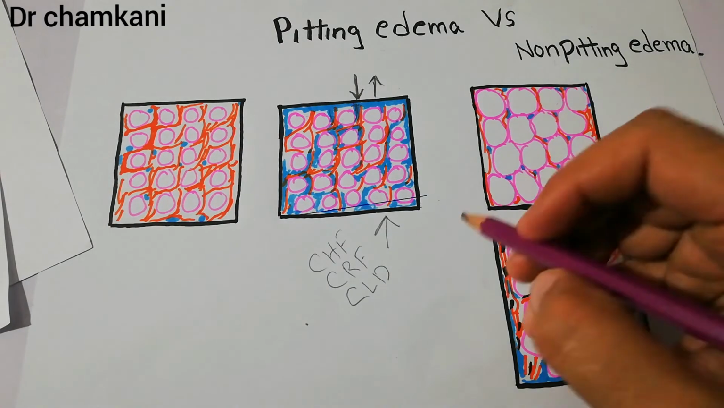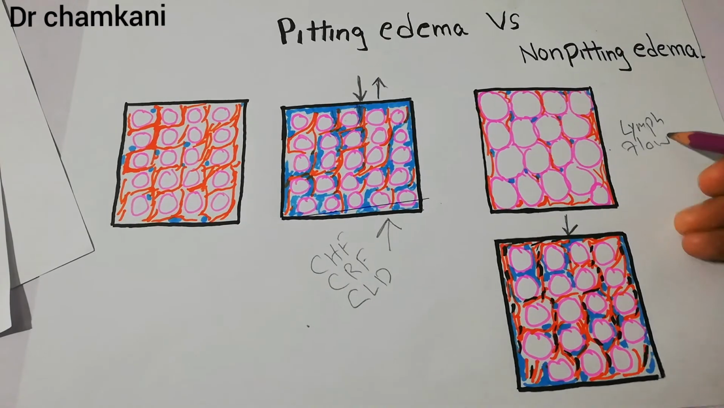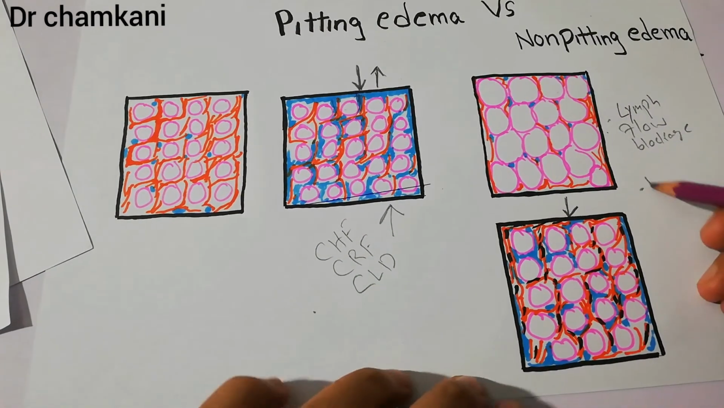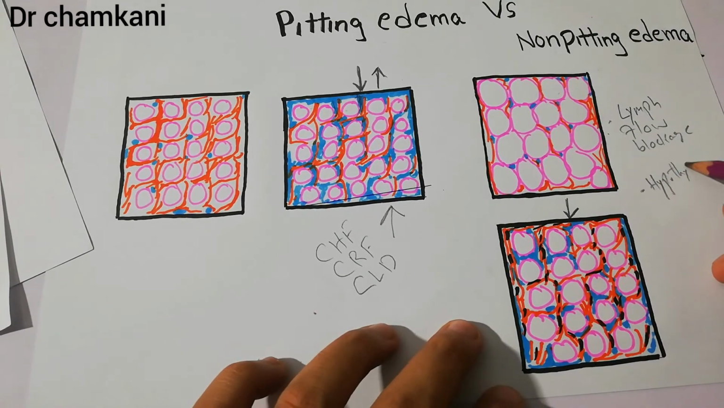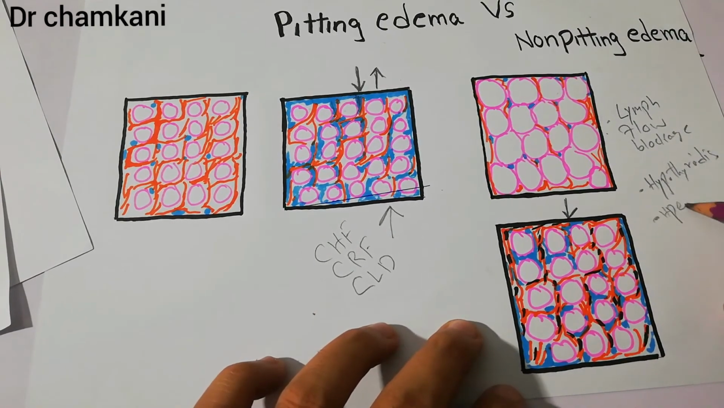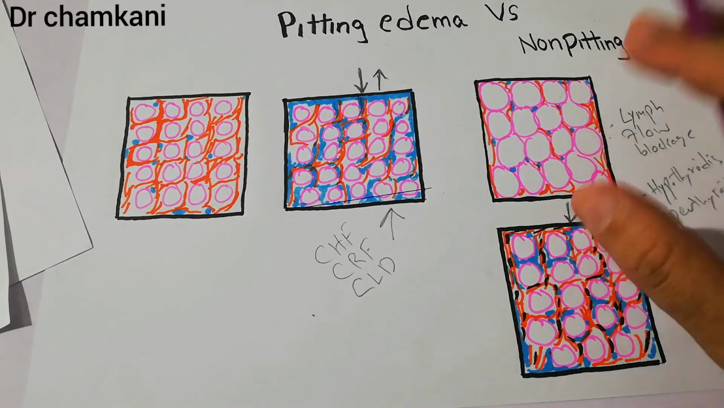And non-pitting edema mostly will occur in lymph flow blockage, or hypothyroidism or hyperthyroidism. So these are the differences between pitting edema and non-pitting edema.